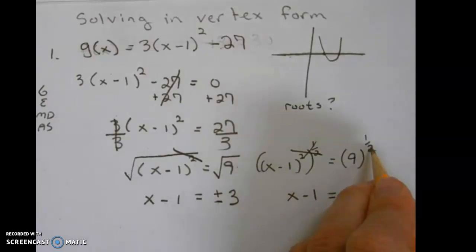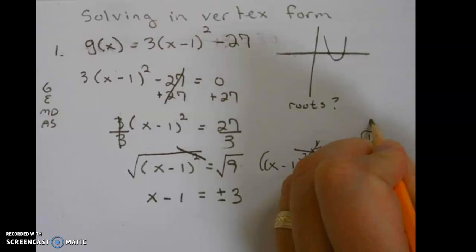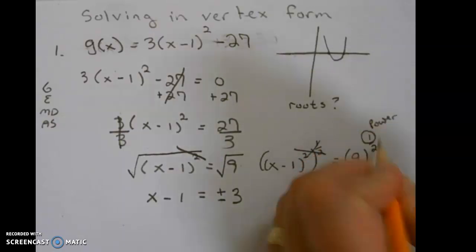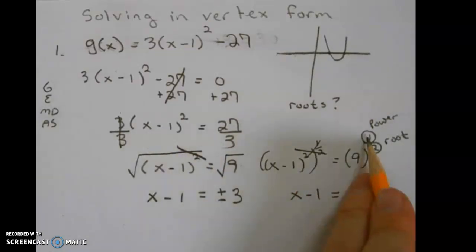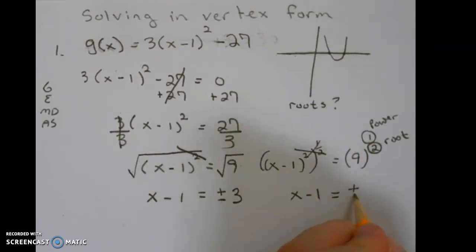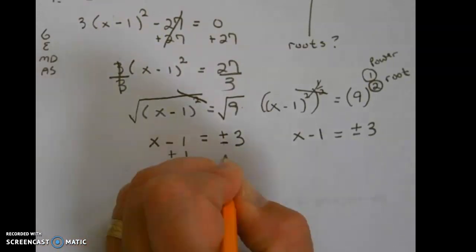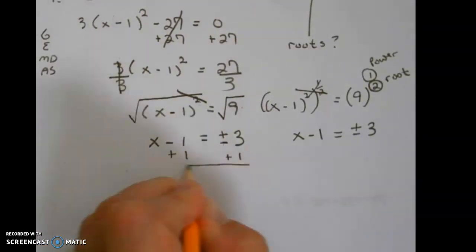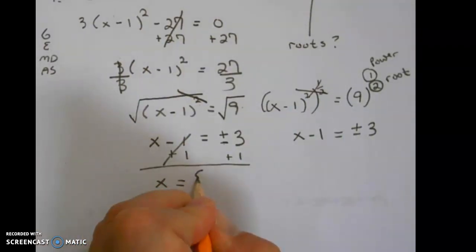And 9 to the 1/2 power, well, the top number represents the power, and the bottom number represents the root. Well, 9 to the first power is just 9. And the square root of 9 is 3. Don't forget the plus and the minus. Okay, so continuing on to solve for x, we're going to add 1 on both sides. Now here's where you're going to get your two answers.